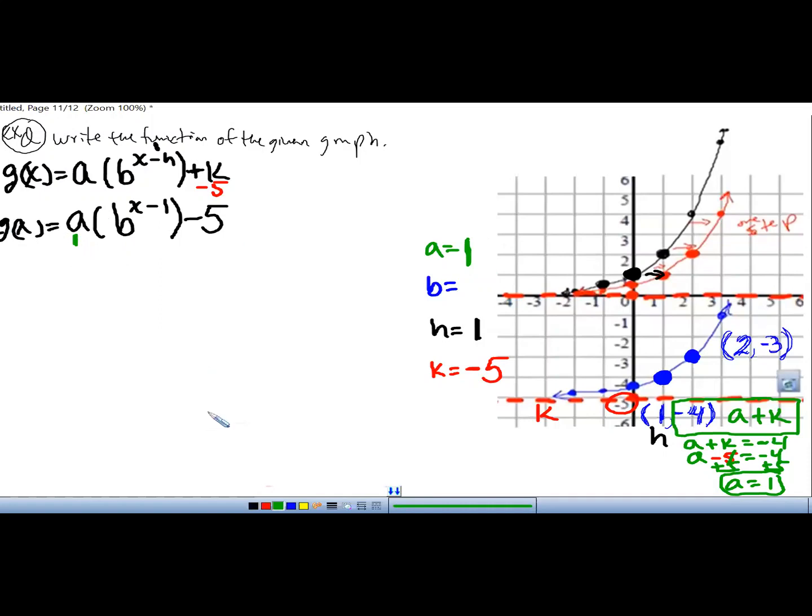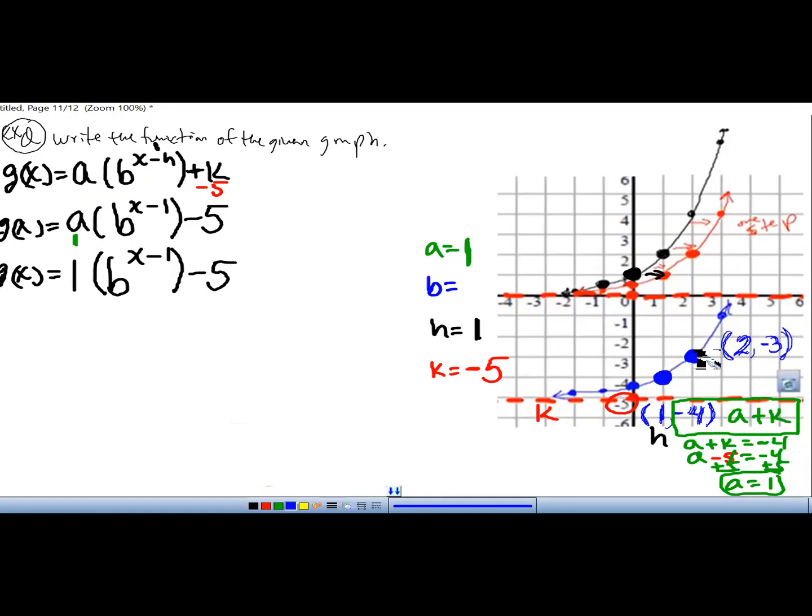Let's rewrite this one more time. You're like, man, that's a lot of rewriting, Mr. Q. I know, because we need to find all 4 parameters. So this is g of x equals 1, parentheses, base b, x minus 1, minus 5. Okay, so if you notice, the only thing we need to worry about now is to find the value of b.